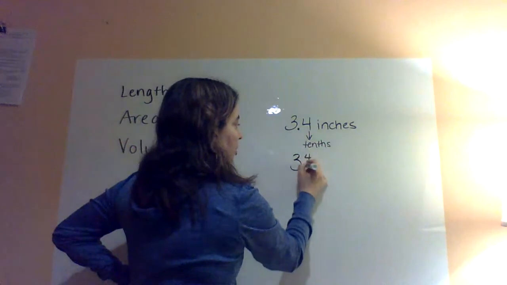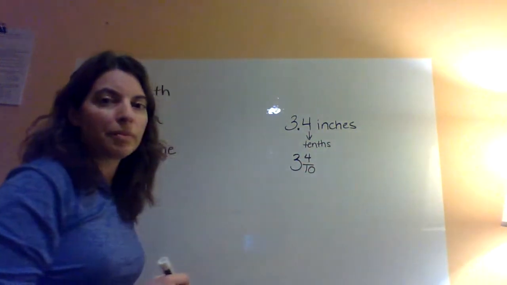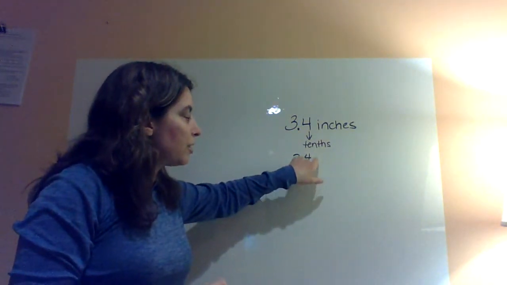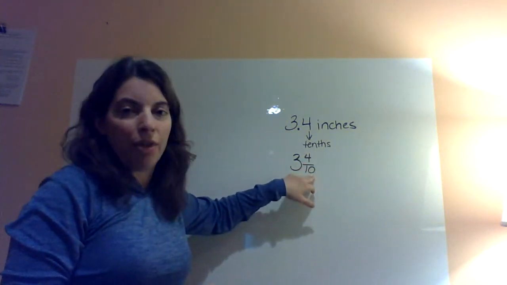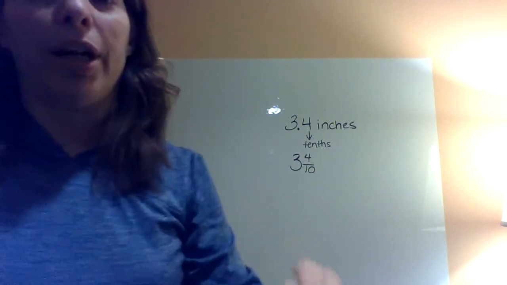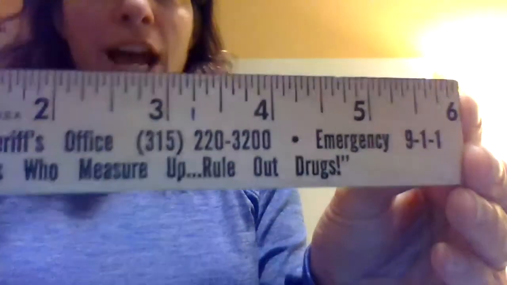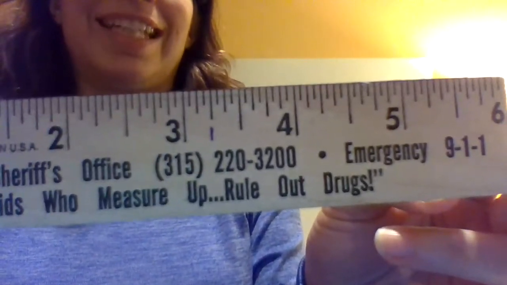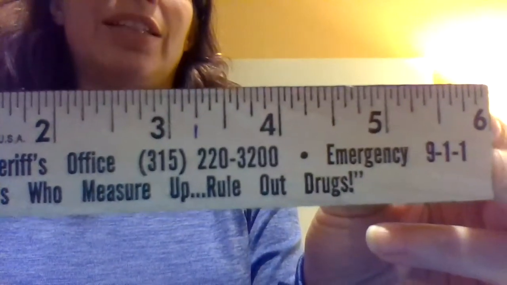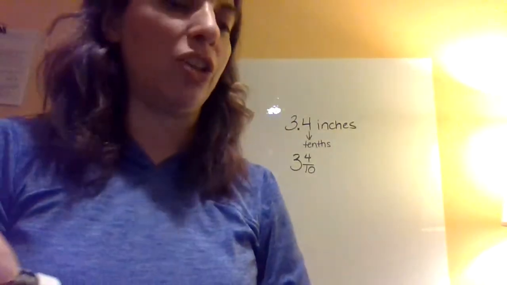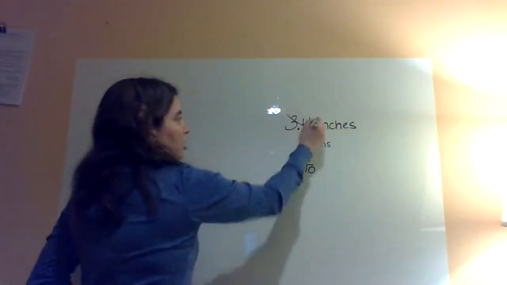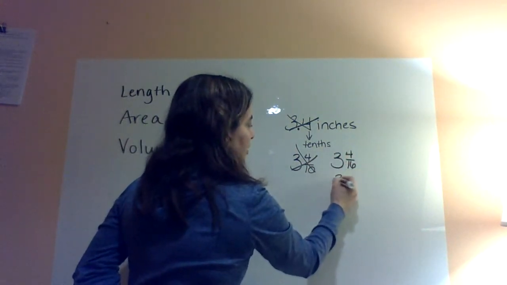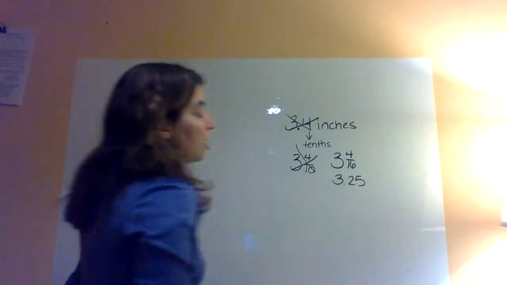You can think of it also like this. This, though, remember, means that I have 4 parts, and each part is 1/10 of the whole. Well, if I look at my ruler, there are not 10 parts between 3 and 4. If we count those lines, there are actually 16. So each of those lines is 1/16 of an inch. So it is not 3.4 inches, or 3 4/10. It is 3 4/16 inches. Or you could change that then to a decimal.